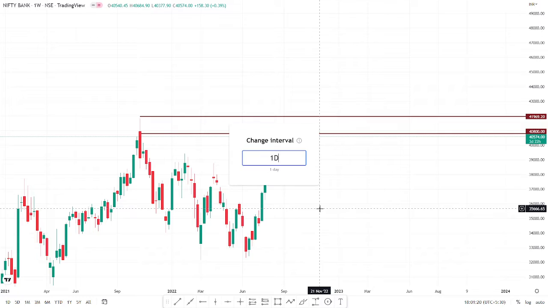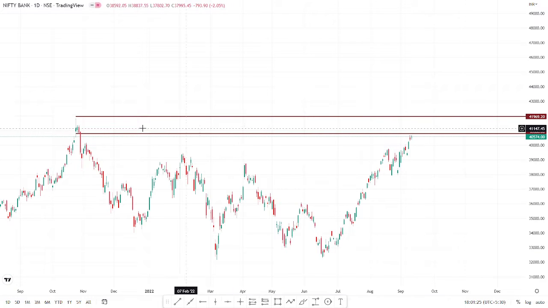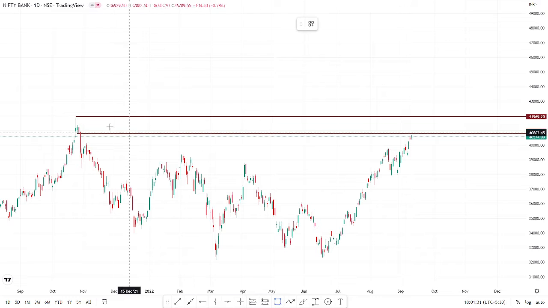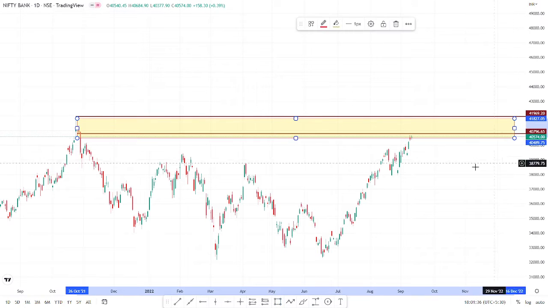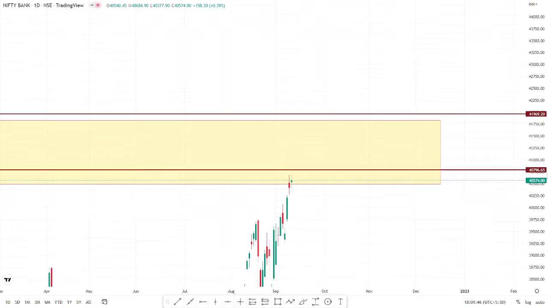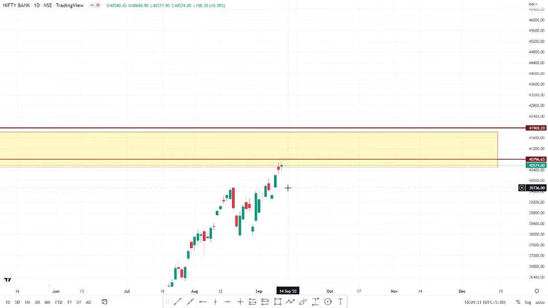Going on to the daily time frame, you can see that Bank Nifty has already entered the resistance area on the daily time frame, which is right here. Let me just mark it like a zone. If I take this as a resistance zone, you can see that Bank Nifty entered this resistance zone on the 9th of September. And when the market opened today, Bank Nifty has been trying to push higher, but the sellers have been pushing it down. So now two things can happen.